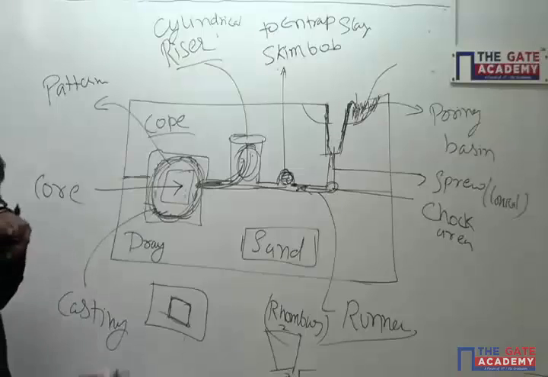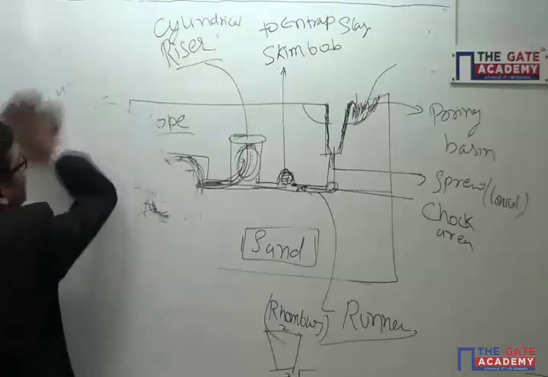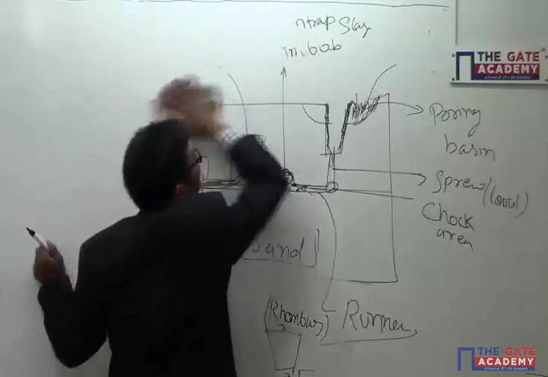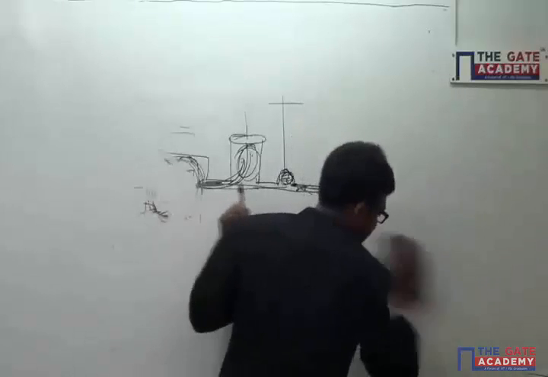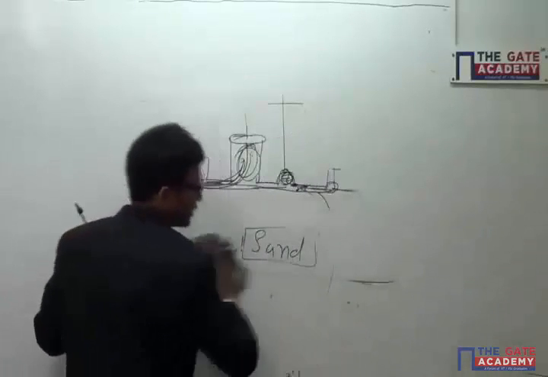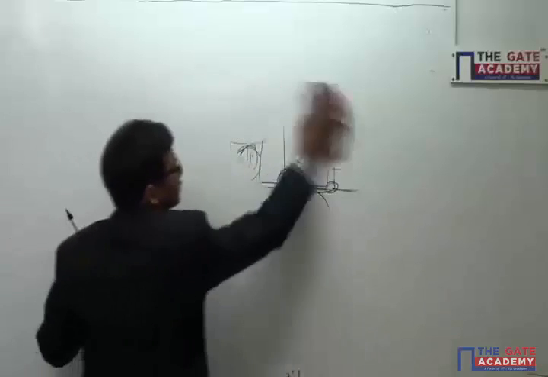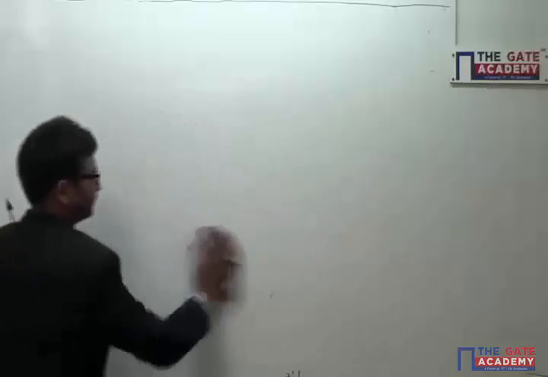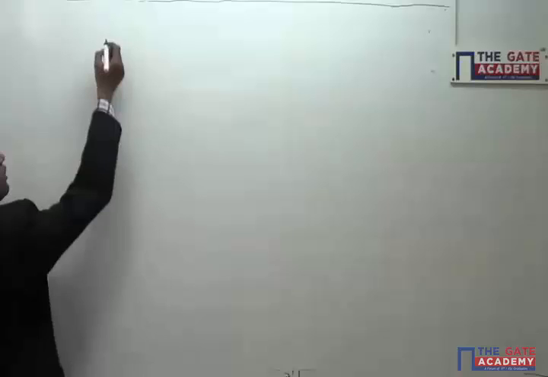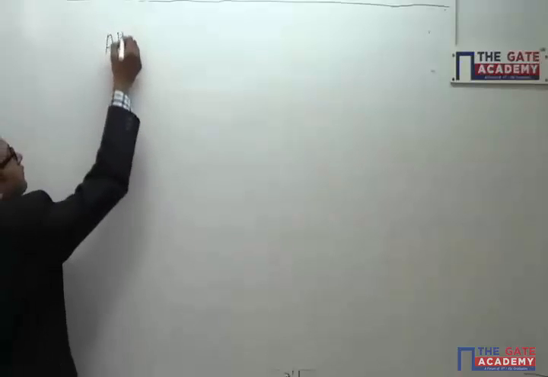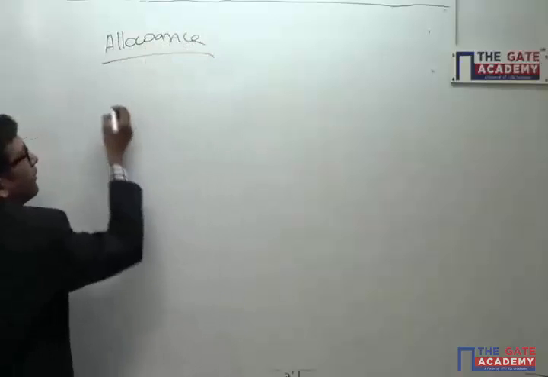So in the casting process, there are 4 kinds of allowances we have to give, to fill the cavity and to get the perfect shape of castings. So what is required? There are 4 kinds of allowances.